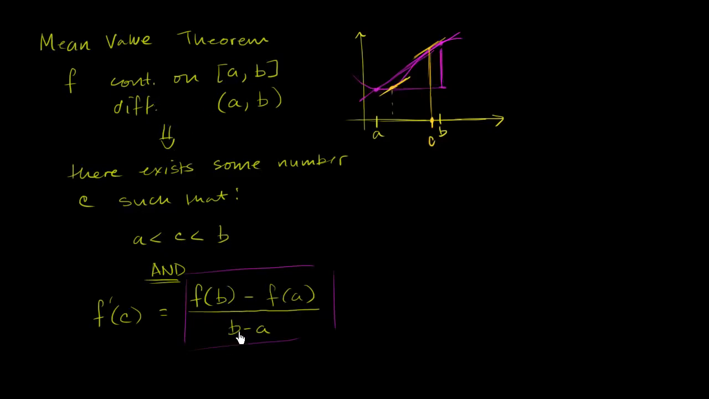Now, when you see this, it might evoke some similarities with the formula for the average value of a function. Remember, we said the average value of a function is going to be equal to 1 over b minus a, notice you have a b minus a in the denominator here, times the definite integral from a to b of f of x dx. Now, this is interesting because here we have a derivative, here we have an integral, but maybe we could connect these two things.